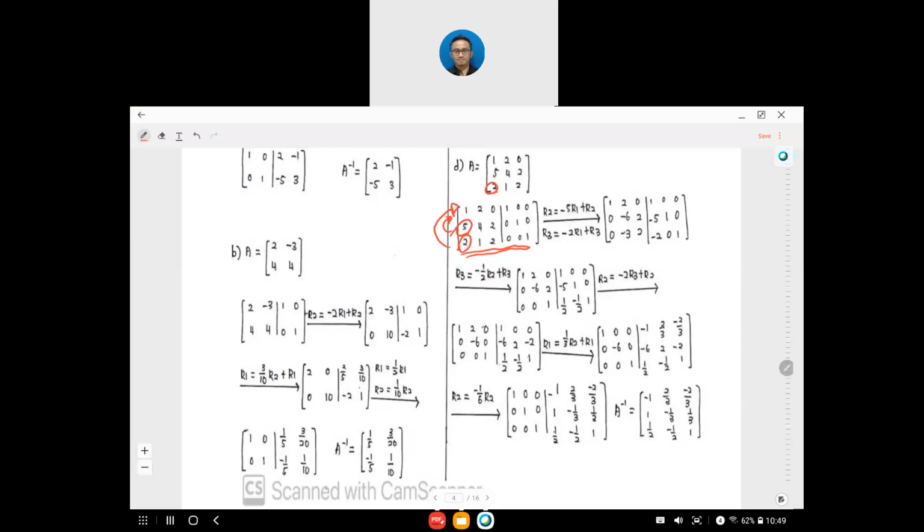Okay. So you change row 2 only. To change row 2 by using row 3. When we see here, row 3 is 1. So negative 2 times row 3 plus row 2. Okay, so you can get this matrix.